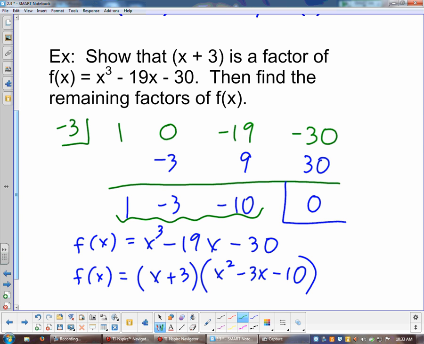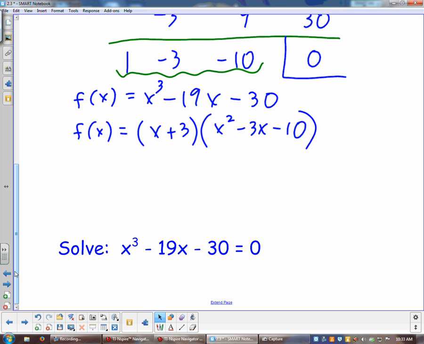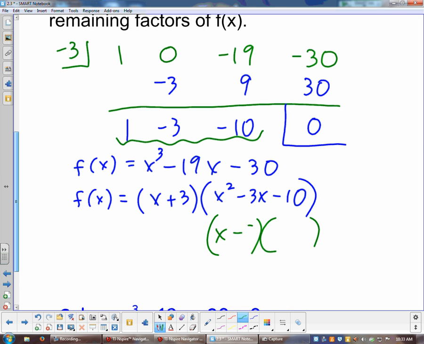Does that make sense? And now the directions say find the remaining factors, which makes me think that maybe this is factorable. Is it? Actually, yes, 5 and 2. So x minus 5, x plus 2, does that work? Yeah. All right, so that means that our function could be written in factored form like this.